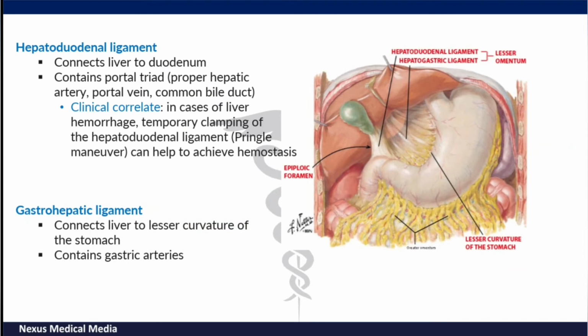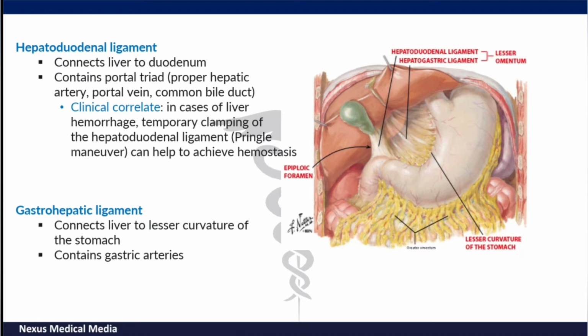Next, you have the hepatoduodenal ligament, right? Hepatoduodenal, the superior part of the duodenum. So it connects the liver to the duodenum. It contains the portal triad, that's the hepatic artery proper, hepatic portal vein, and the common bile duct.